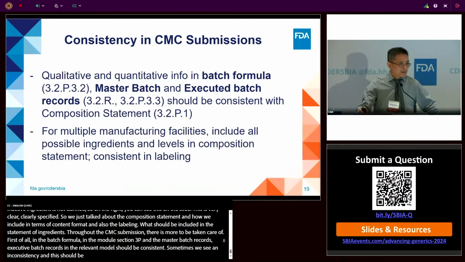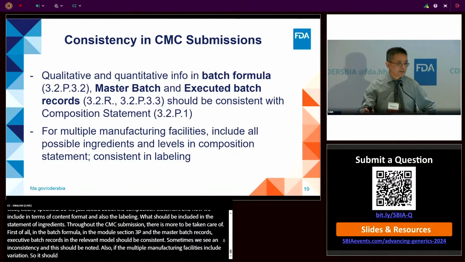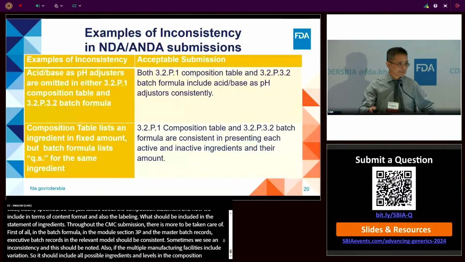Sometimes we see inconsistency, and this should be noted. Also, if multiple manufacturing facilities are included, there may be some variation. So the composition statement and the labeling should include all possible ingredients and levels in the composition statement, and be consistent in the labeling.